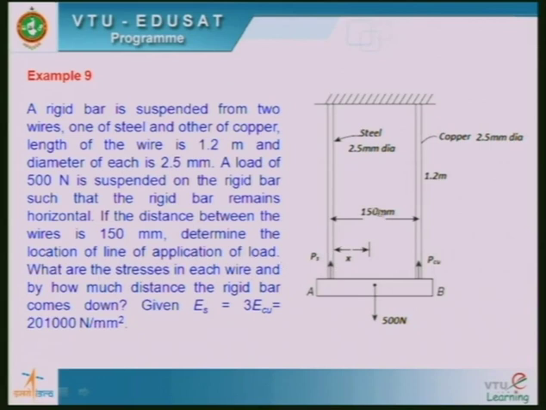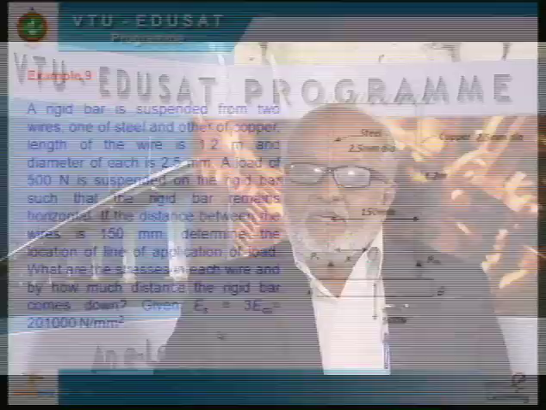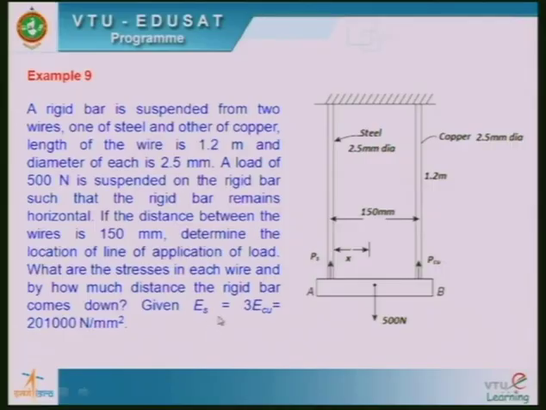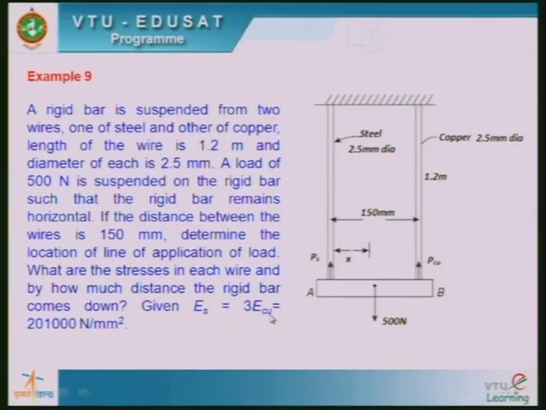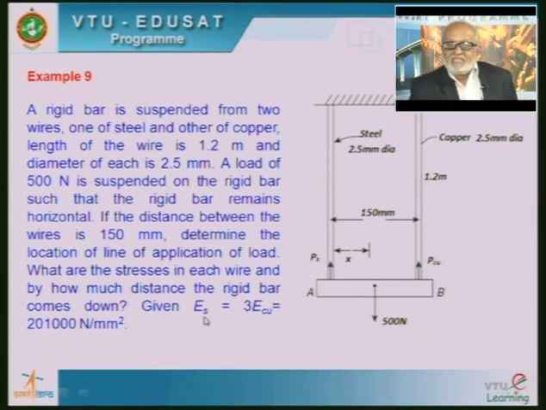Next, what are the stresses in each wire? What is the stress in the steel wire and the stress in the copper wire? And by how much distance does the rigid bar come down? Because of this, there will be elongation, and because of this elongation, the rigid bar will be coming down. Given Es is equal to 3 times Ecu, that is, the modulus of elasticity of the steel wire is 3 times the modulus of elasticity of the copper wire, and Ecu is given as 100 Newton per mm squared.